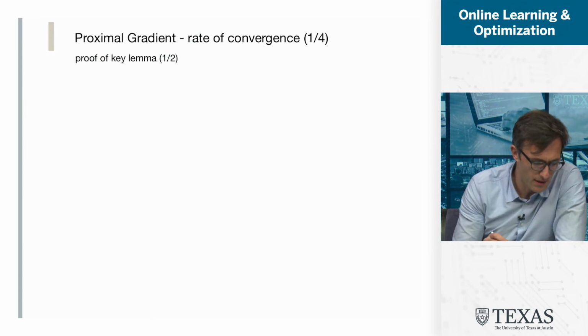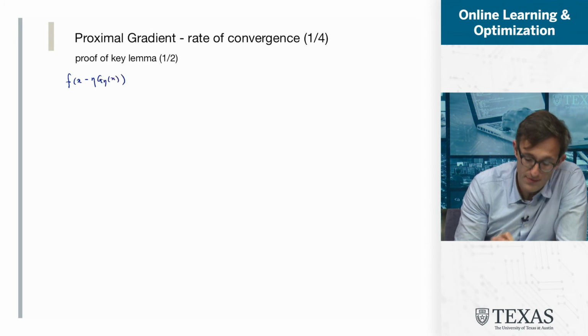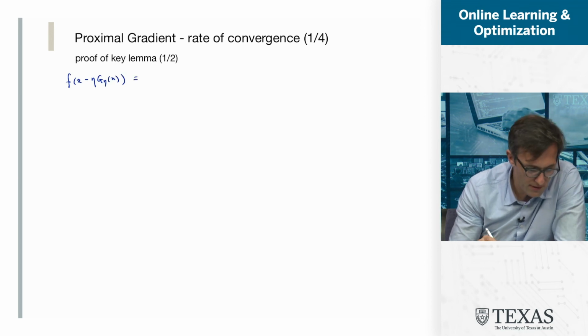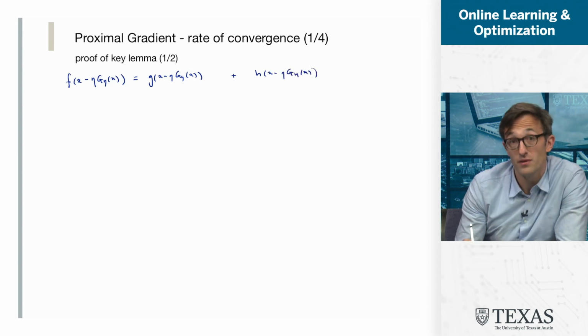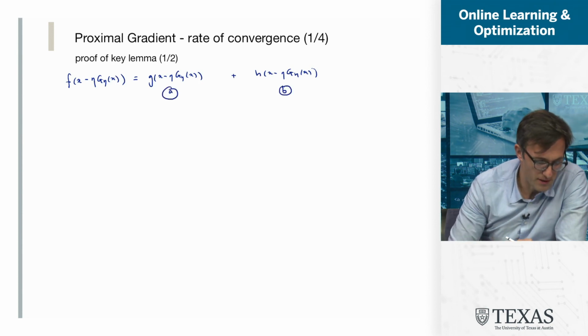Okay, so let's again write out the first term, f of x minus eta g eta of x. This is what I need to upper bound. This is what the lemma does. Now, just by definition, this is equal to g plus h. So it's g of x minus eta g eta of x plus h of x minus eta g eta of x. And I'm going to bound these two separately. So let me call this term A and this term B.